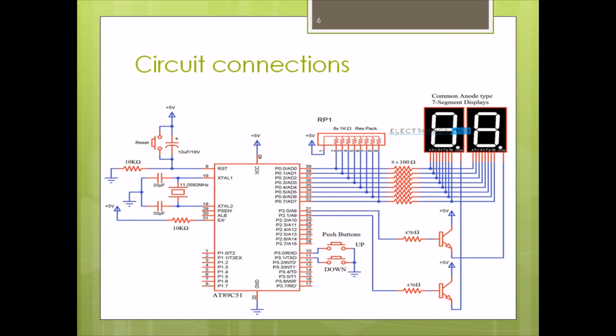So this is the circuit connection which I have used from Electronics Hub. This is the basic circuit connection for a 2-digit up and down counter. Here port 0 is used for the 7 segment display, port 2 for the enable pins for the display, and port 3 for the push buttons, that is up and down.